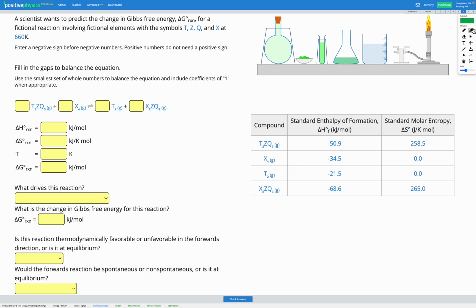And we're going to be using that to figure out the enthalpy change of our reaction and the entropy change of our reaction. And then we're going to be using that in the Gibbs free energy equation to figure out our change in Gibbs free energy and whether our reaction will be thermodynamically favorable or not.